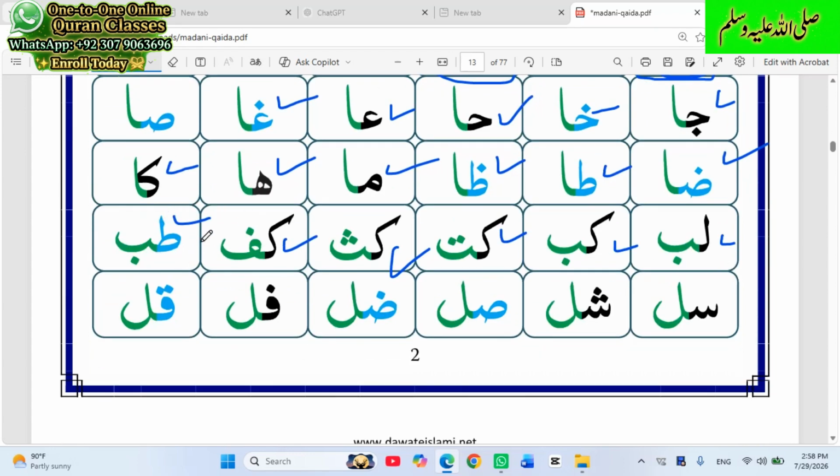Tah is a mustali'ah letter. You have to pronounce it thick. Sin. Lam. Sin is from the safeer letters, that's why you should read it with a whistle sound. Sin. Shin. Lam.